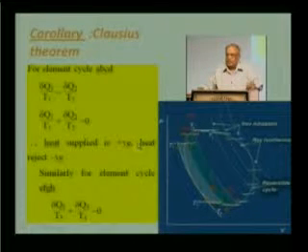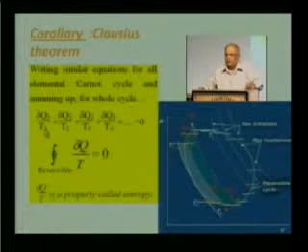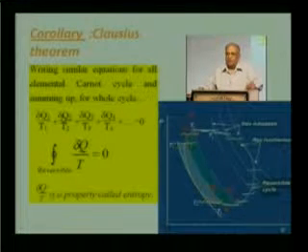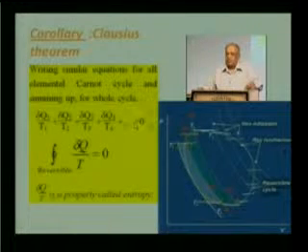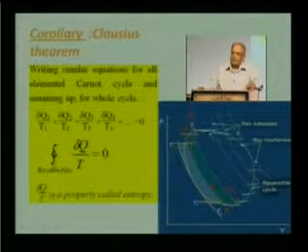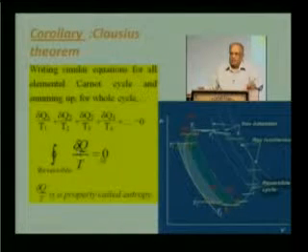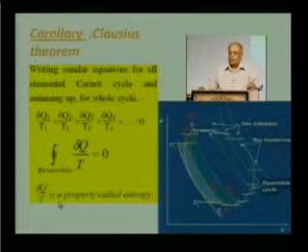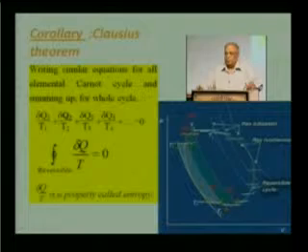and for all these cycles we can write similar expressions, and that would give us dQ1 by T1 plus dQ2 by T2 plus dQ3 by T3 plus dQ4 by T4 and so on should be equal to 0. Or finally, we can write that the cyclic integral of dQ by T for the entire cycle is equal to 0. This is known as the Clausius theorem. And as the cyclic integral of dQ by T is equal to 0 over a complete cycle, we can say that dQ by T is a property, and this property is termed entropy.